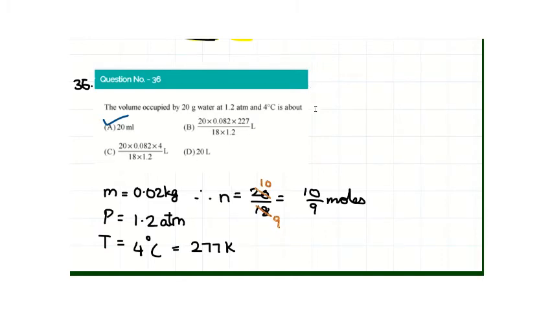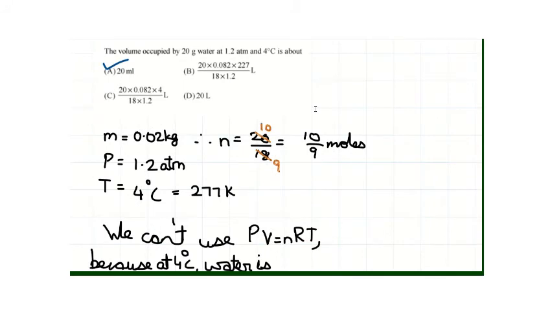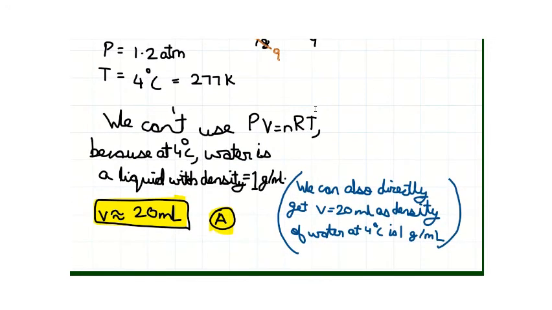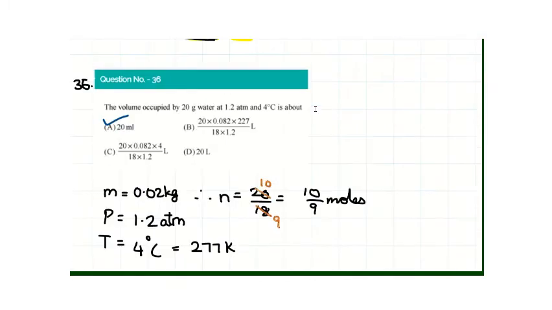But we must remember that the melting point of water is 0 degrees Celsius. So at 4 degrees Celsius, we have water in the liquid state and not gaseous state. So we cannot apply the ideal gas equation. The density of water at 4 degrees Celsius is approximately equal to 1. So for 20 grams, we get the volume as approximately 20 ml, which is option A.